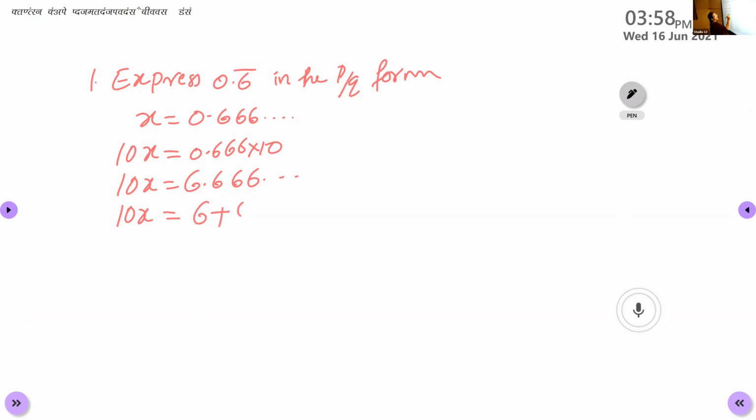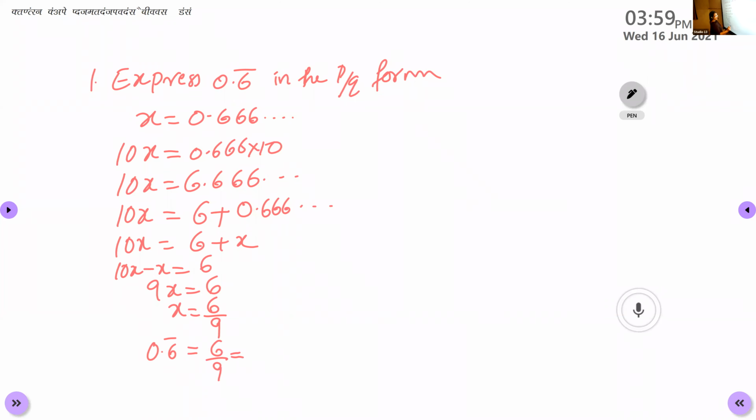That is 10x equal to 6 plus 0.666. Same way, same pattern. So 10x equal to 6 plus x. So 10x minus x equal to 6. 9x equal to 6. x equal to 6 by 9. That is 0.6 bar equal to 6 by 9, or we can write 2 by 3. Yes, ma'am, I got it.